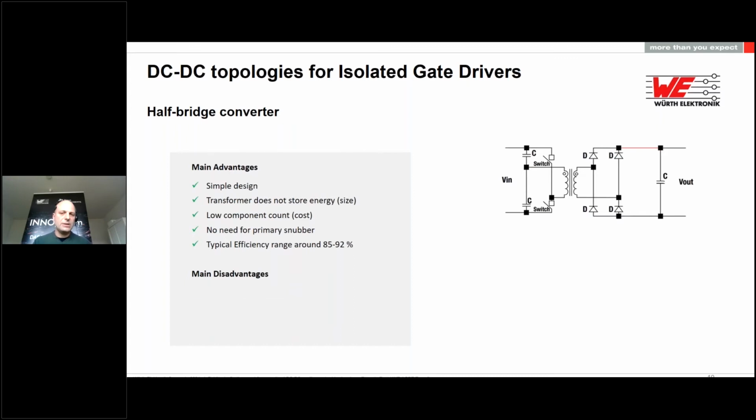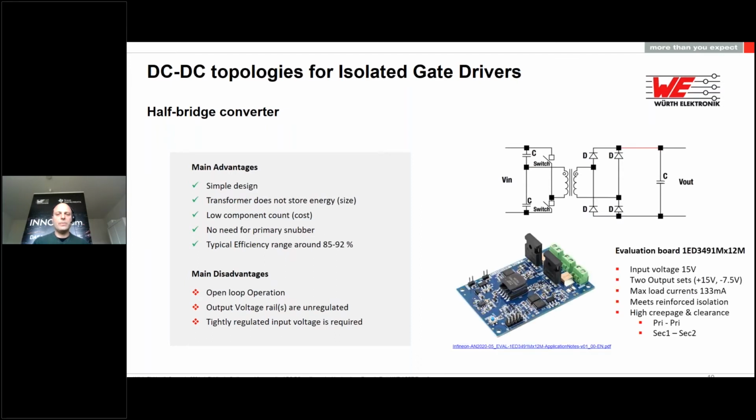As for disadvantages, it runs again in open loop, therefore the output voltage rails are unregulated. The input voltage needs to be tightly regulated. This topology is one of the most seen on the market with many reference designs. Here is one example with an input voltage of 15 volts. It has two sets of output voltages, plus 15 and minus 7.5, with about 2.5 watts of power that could serve both the high side and low side of the half bridge main application.